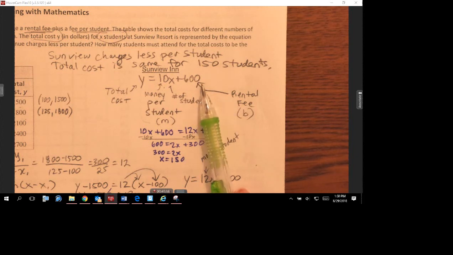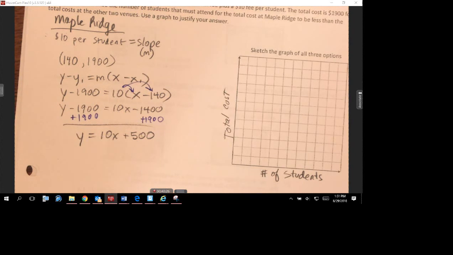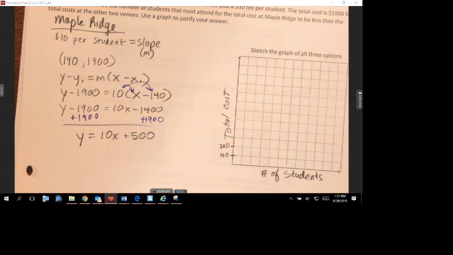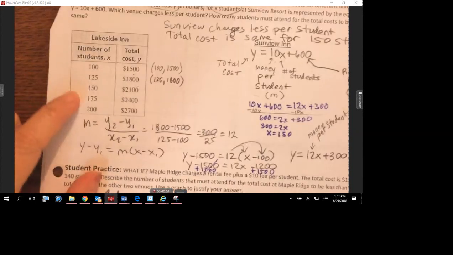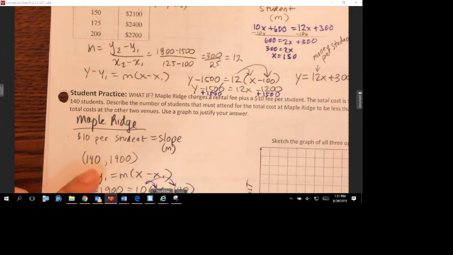So we've got a 600, we've got a 500, and we have a 300. So what do you think I should count by on my y-axis? Hundreds? Okay. So if you change the scale, if you're counting by something other than 1, please label a couple of them on that axis so I know what you're counting by. Not a mind reader. So that's going to be hundreds. And then what should we count by for number of students? Up here in this table, we've got 100 through 200. Maple Ridge gives us an example of 140.